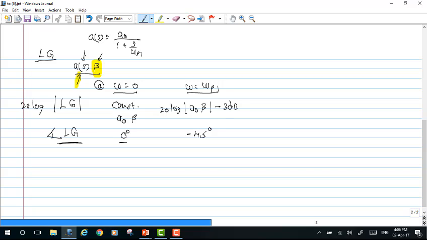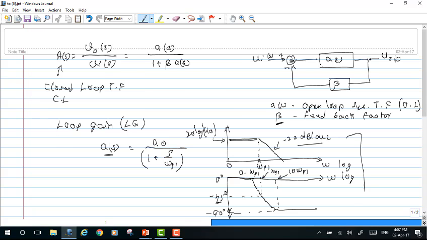And what happens when we move beyond the frequency of omega P1? The gain starts reducing and the phase angle keeps incrementing in the negative direction. Ultimately we will end up with something like minus 90 degrees, and the magnitude of the loop gain will keep reducing. This is the concept that we have taken from the open loop gain discussion.